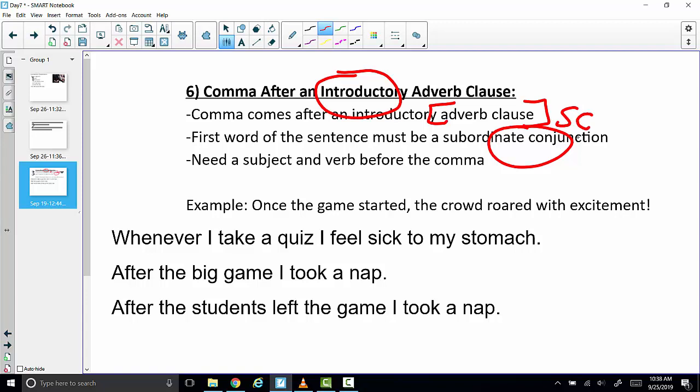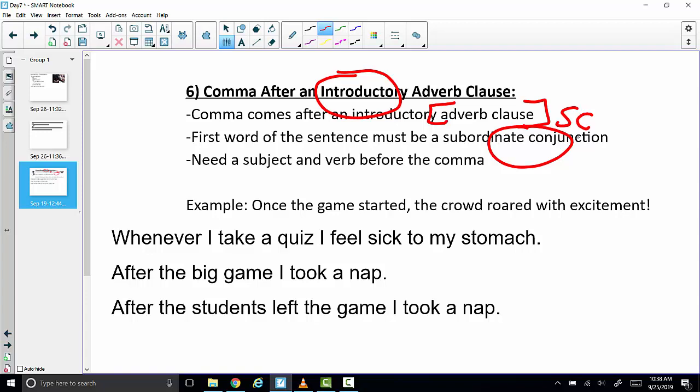On your packet, you have a list of common subordinate conjunctions. Why don't you take a look at that? After, although, as if, as long as, though, because, before, even if, even though, if only, in order that, now that, once, rather than, so that, than, that, though, until, unless, till, when, whenever, where, whereas, wherever, and while.